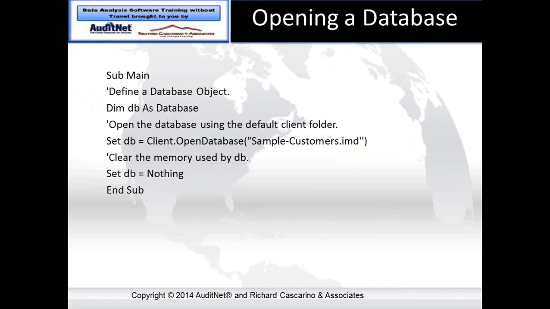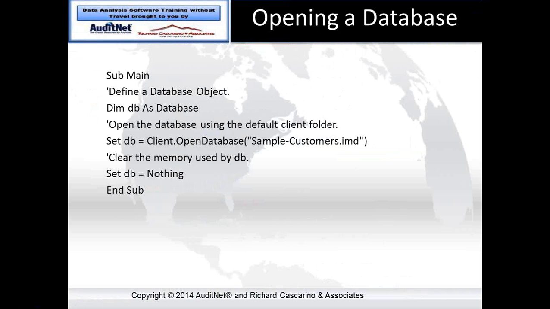Okay. And what I'm going to do is simply define a database object. So I'm going to do a dim DB as database, open it up using the default client folder. So I'll set my DB equals, so remember the dim DB was the name of the database, and I'm going to say DB equals client.openDatabase, and that's what it's going to be called. Clear the memory used by the database, set DB equal nothing, end the sub. So I'm going to define it as an object, open it up, set the database to whatever we set it to, and clear the memory.